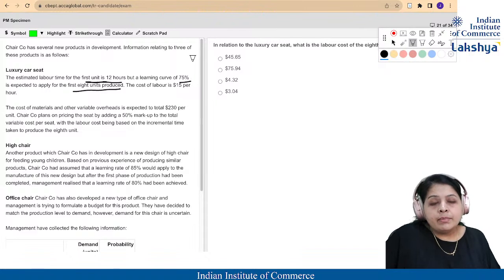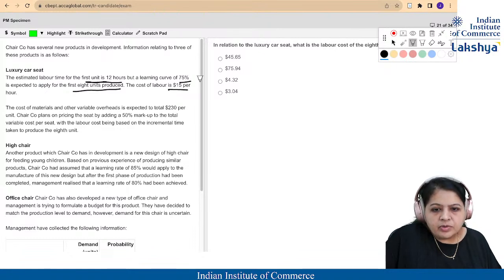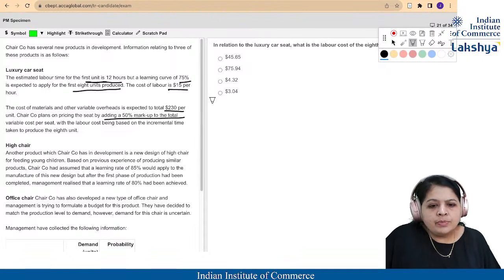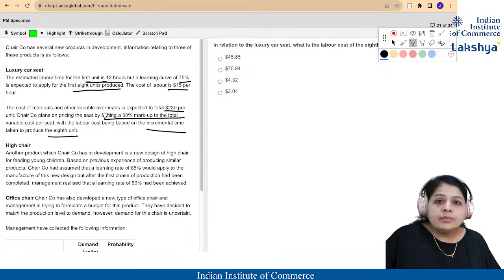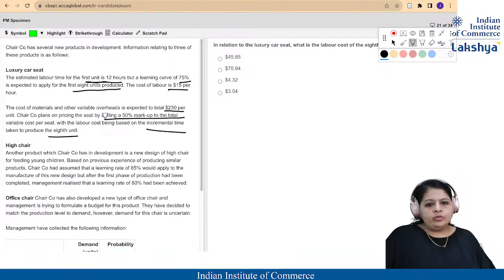So the learning curve is hit by the eighth unit produced. Cost of labor is $15 per hour. The cost of material and other variable overheads is expected to be $230 per unit. Chair company plans on pricing the seat by adding a 50% markup on the total variable cost, with the labor cost being based on the incremental time taken from the eighth unit, because from the eighth unit it is going to achieve its learning curve, right?